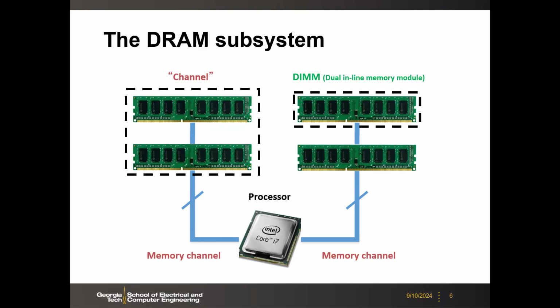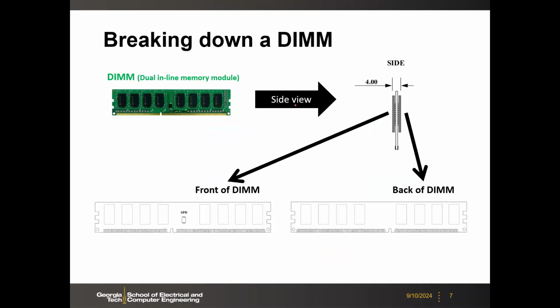Each of these cards is called a DIMM, D-I-M-M, dual inline memory module. So this one green card is one DIMM. On the DIMM, you see many of these black packages. Those are DRAM chips packaged in this black plastic. Also, you see that the DIMM has many pins, metal pins inserted into your motherboard.